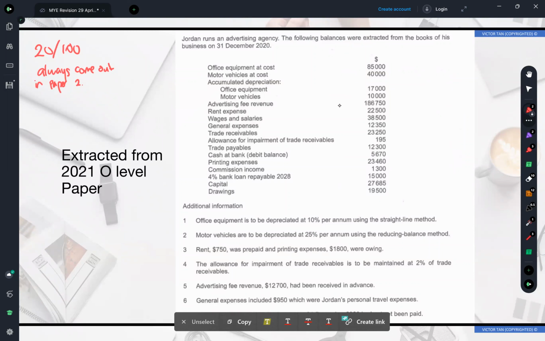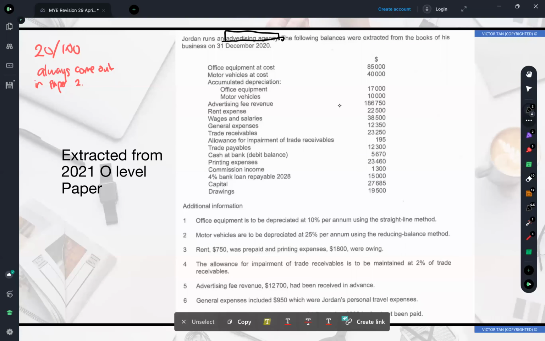So this is a 2021 O-level paper. You need to prepare the financial performance and financial position of the company. Let's take a look first. What kind of business is this? It's an advertising agency.